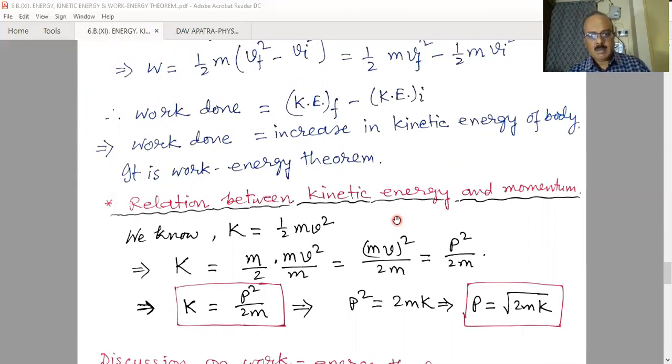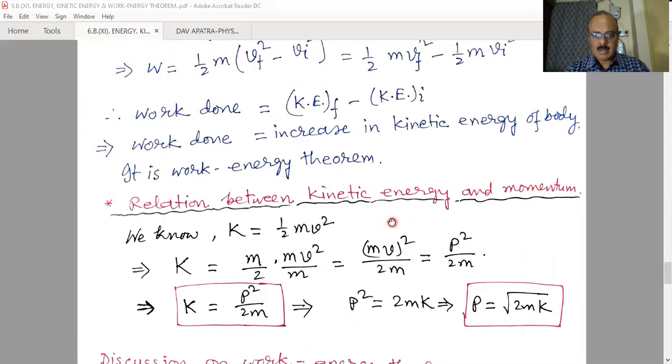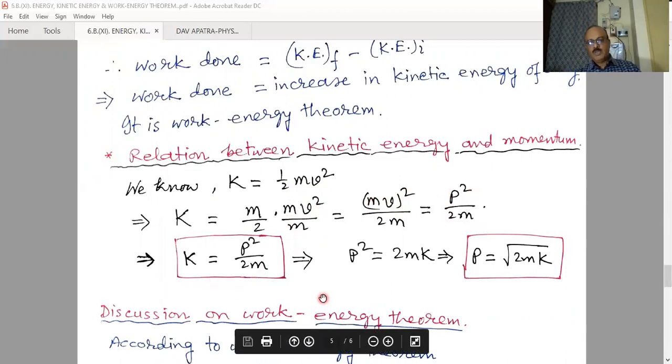We know kinetic energy is half mv square, and linear momentum is mv. At any particular moment, when the velocity is v, momentum is m into v. Now kinetic energy k is half into m into v square. That can be written in this way: we multiply both the numerator and denominator by m. Therefore, it is (mv) whole square divided by 2m, and mv is the linear momentum p, so it is p square by 2m. Therefore, k equals p square divided by 2m, or p square equals 2mk, that is p equals root over 2mk. K is the kinetic energy, p is the momentum.